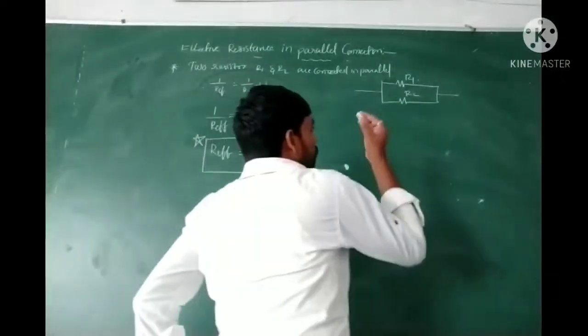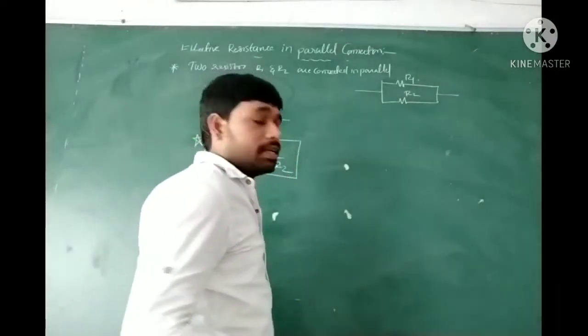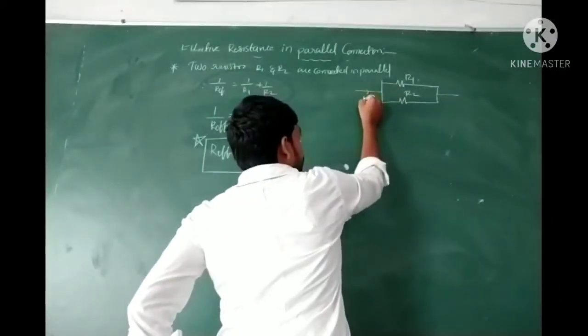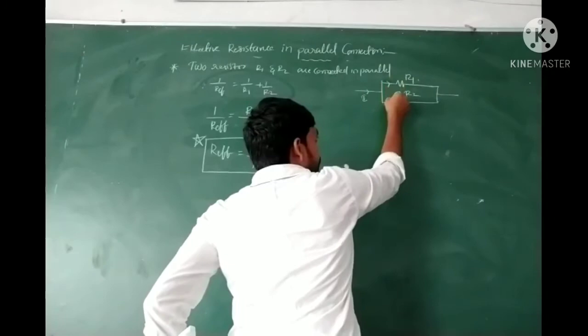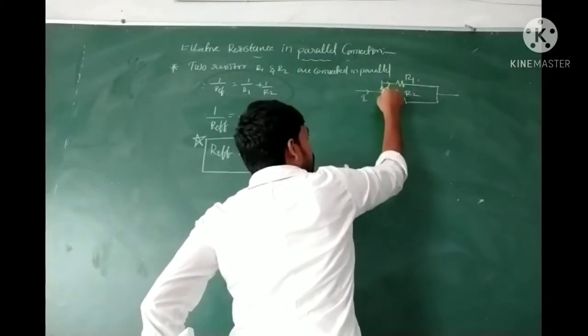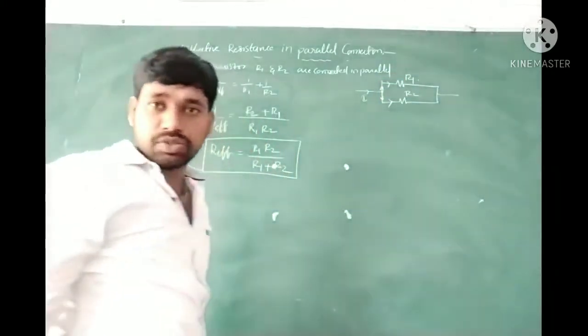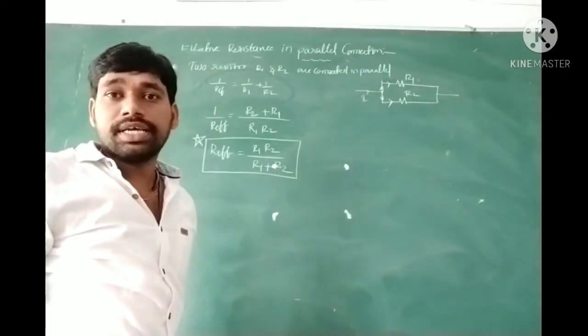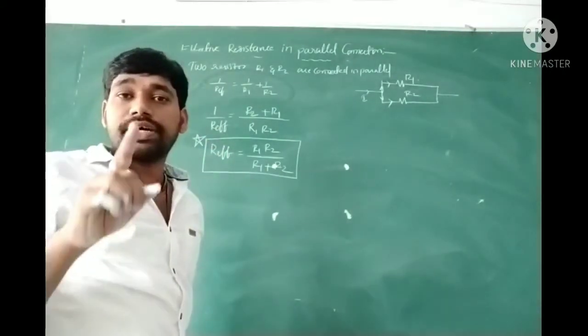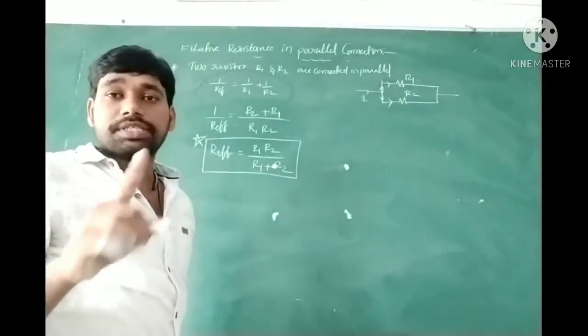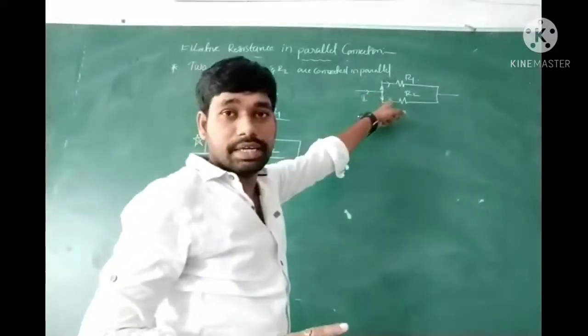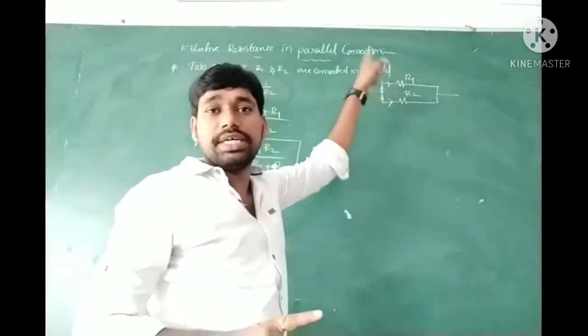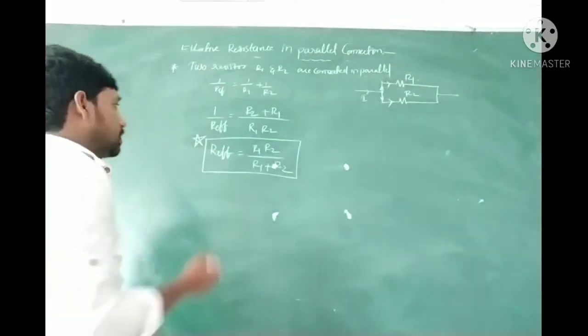See how to identify whether they are parallel or not. We have to see that the current flowing gets divided at this junction. As the current is dividing, we have to say that it is a parallel connection. In the previous video I told you that if the current is the same, then it is a series connection. Here the current is getting divided, so we say it is a parallel connection of resistors.